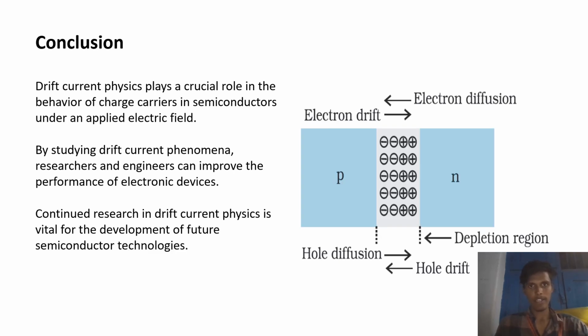Conclusion. Drift current physics plays a crucial role in the behavior of charge carriers in semiconductors under an applied electric field. By studying drift current phenomena, researchers and engineers can improve the performance of electronic devices. Continued research in drift current physics is vital for the development of future semiconductor technology.